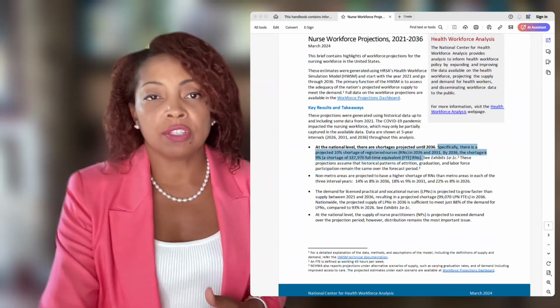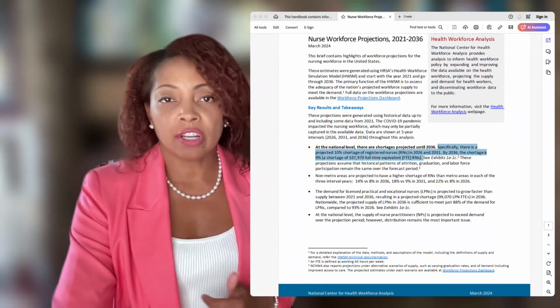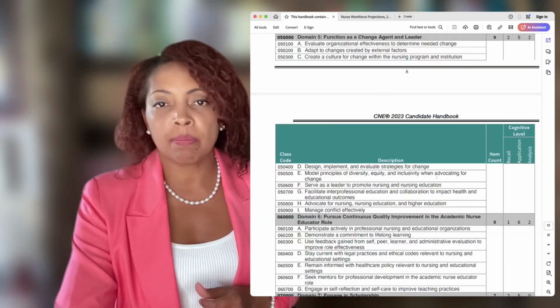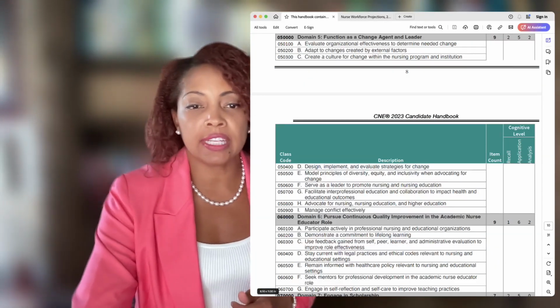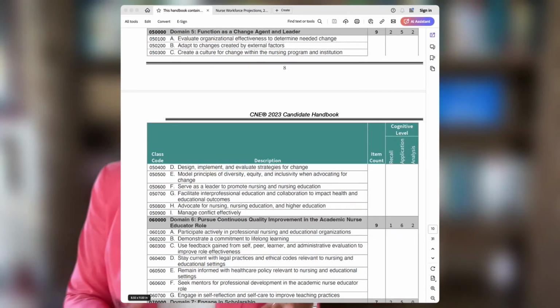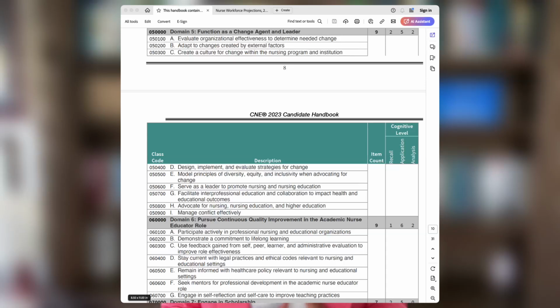So what is it that we can do? Well, first, we're going to start by talking about being a change agent and leader, and specifically, what are these competencies that are outlined in NLN, and how can we better support achieving these competencies? You can see here that it's domain 5, being able to function as a change agent and leader. You can see that there are about 8 different behaviors that are associated with this specific competency.